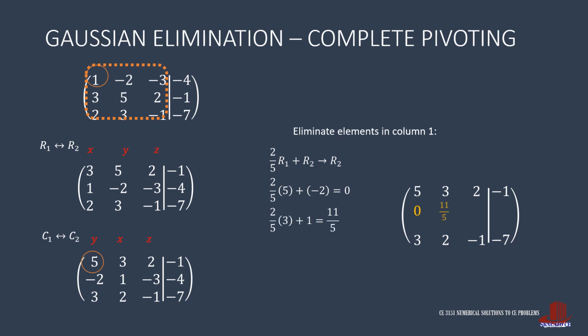The second element has 2/5 of 3 plus 1, and that is 11/5. The third element is solved as 2/5 of 2 plus negative 3, giving negative 11 all over 5. Then last is 2/5 of negative 1 plus negative 4, which is equal to negative 22 over 5.